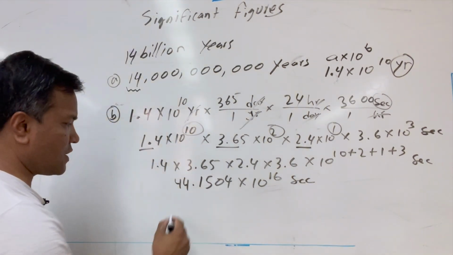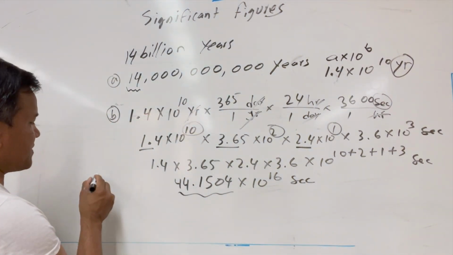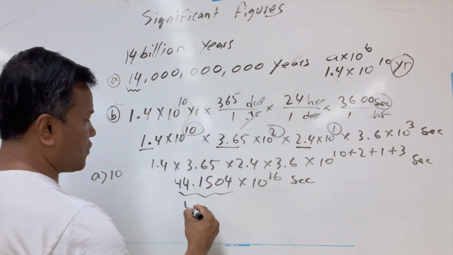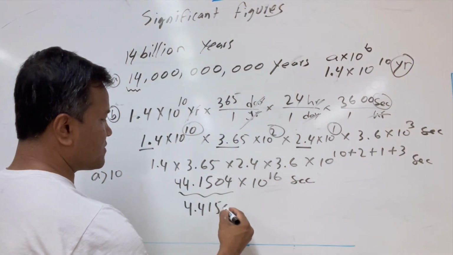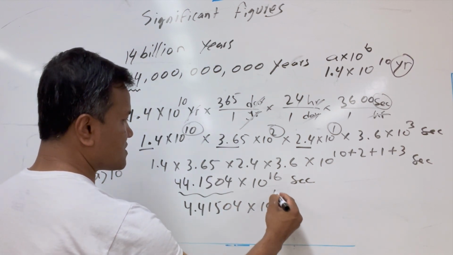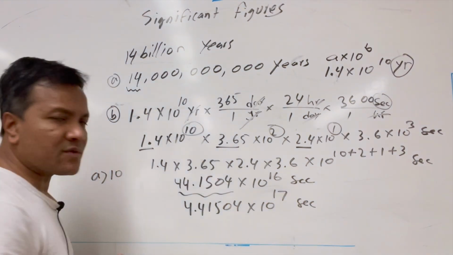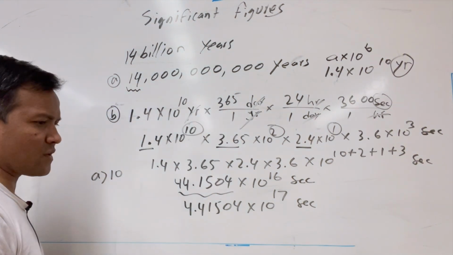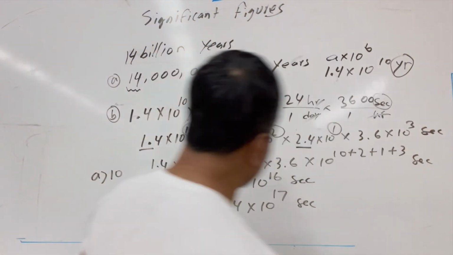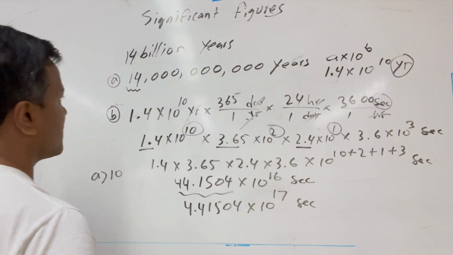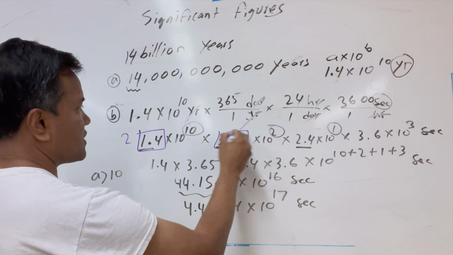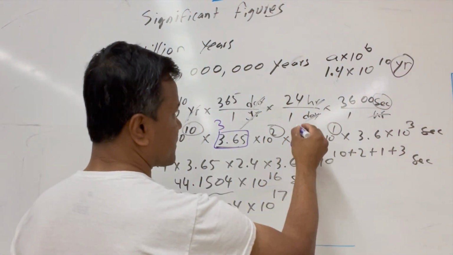Now this is not A, because this is bigger than 10. So you have to make it A: 4.41504 times 10 raised to 17 seconds. Now this is good. However, this is not in sig figs. You need two sig figs. Why is that? Because look at right here. How many sig figs? 2. 3 sig figs. 2 sig figs.